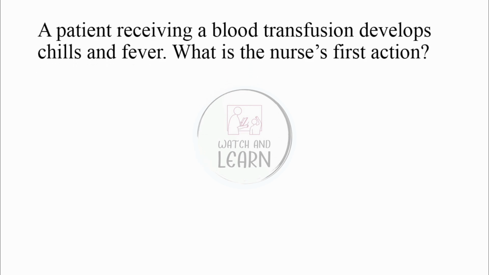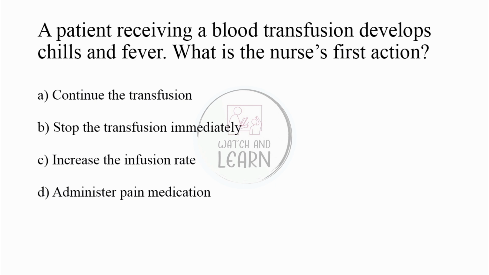A patient receiving a blood transfusion develops chills and fever. What is the nurse's first action? Options are option A, continue the transfusion. Option B, stop the transfusion immediately. Option C, increase the infusion rate. Option D, administer pain medication. The right answer is answer B, stop the transfusion immediately.